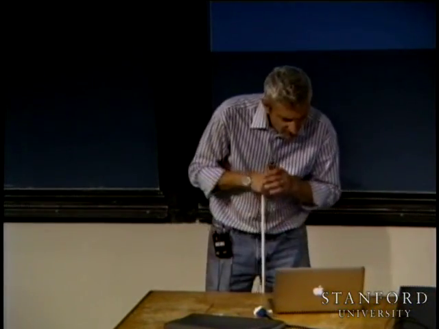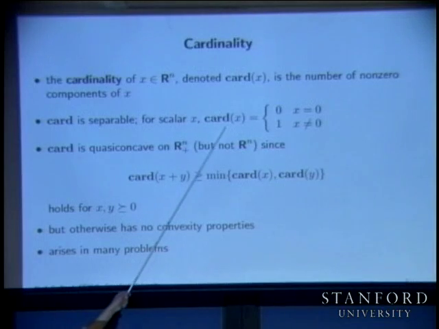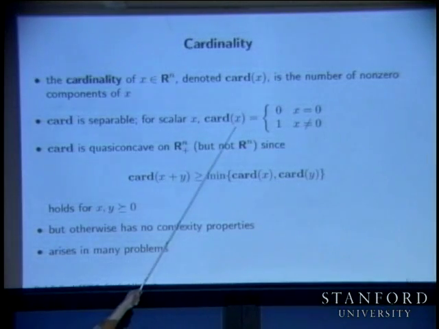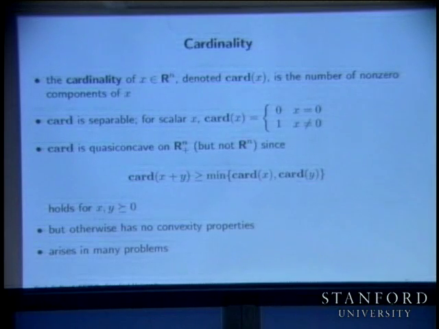Okay. So cardinality of a vector is actually a separable function. It's the sum over all the xi's of card of xi. But card of xi is nothing but 0 or 1, depending on whether the variable is non-zero or not. That's quasi-concave on R+^n, but not R^n, for what that's worth, which is not much. Because that would tell you that if you wanted to maximize the number of non-zeros, you could do it on some positive things, but that's kind of silly. Otherwise, there's really no convexity properties, and it arises in lots of problems.